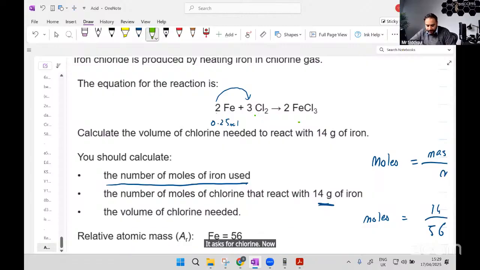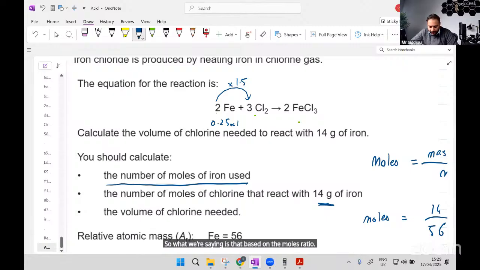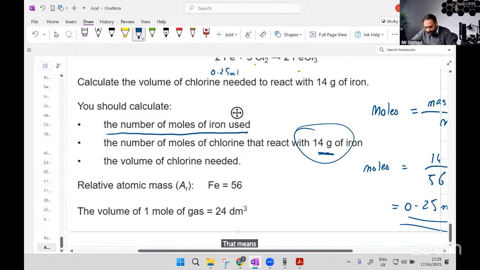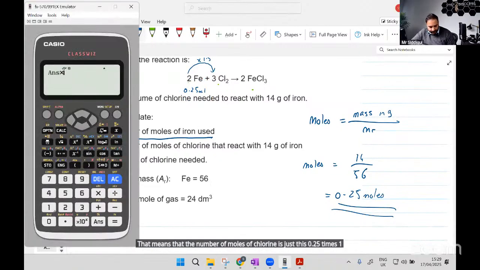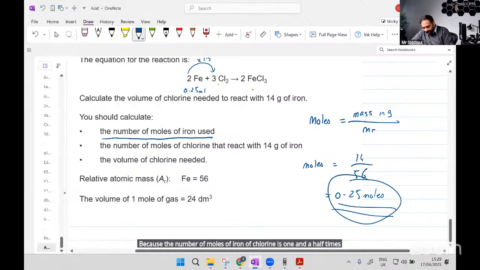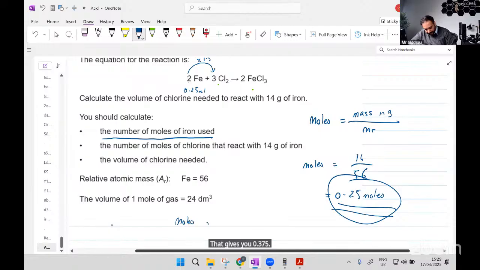Now, 2 to 3, I'm just going to go straight to it. What do you multiply 2 by to get to 3? The answer is 1.5, because 1.5 times 2 is 3. So what we're saying is that based on the moles ratio, the number of moles of chlorine is 1.5 times the moles of iron. So the number of moles of chlorine is just this 0.25 times 1.5, because the number of moles of chlorine is 1.5 times the number of moles of iron that I've already worked out. That gives you 0.375. So the moles of chlorine that I'm going to react is 0.375.